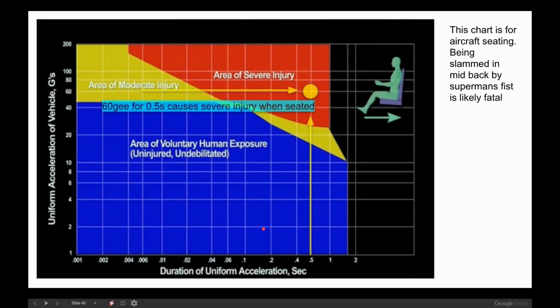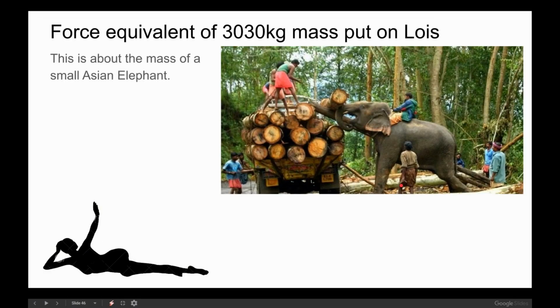So we can look at this chart and see that a person subjected to 60 g for a duration of 0.5 seconds lands in an area of severe injury, but I think for Lois, the way Superman would contact her, it's game over. We take that force and divide by 10, we get an equivalent mass of 3,030 kilograms put on Lois.